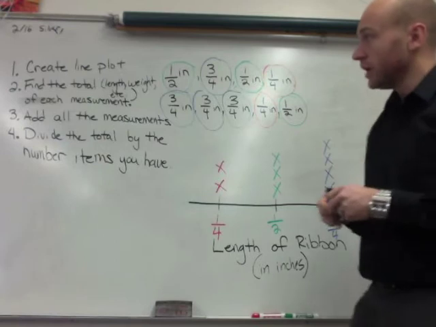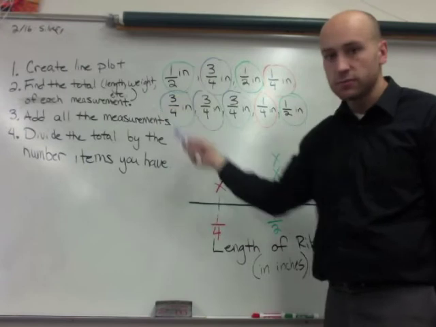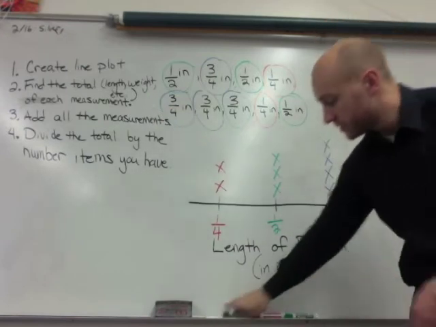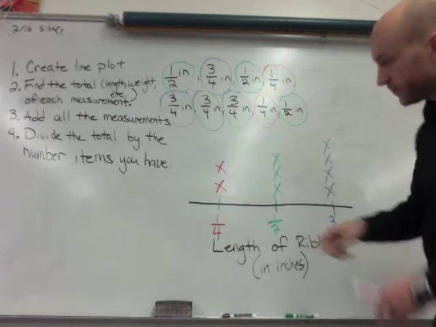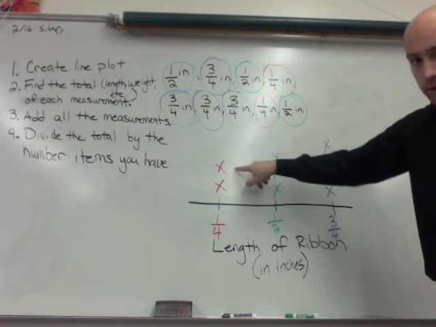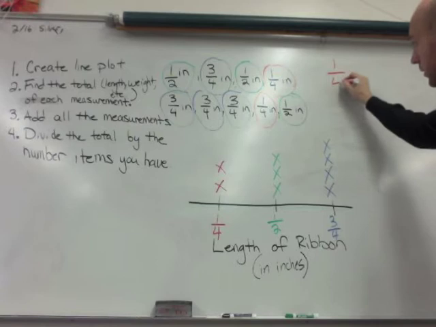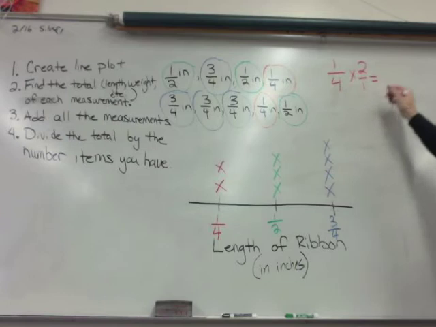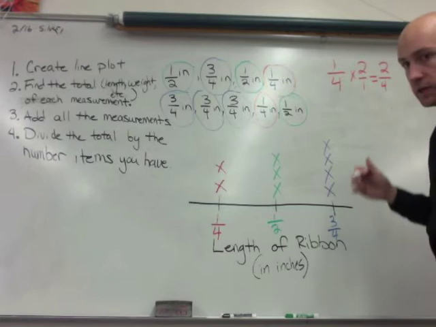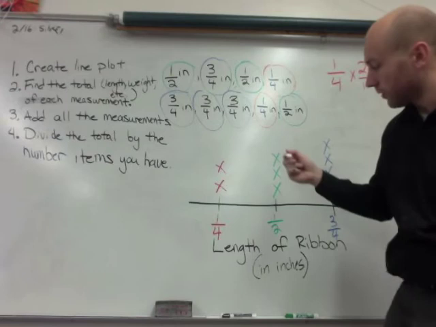Okay, step number 2, we're going to find the total length, width, or whatever it is. This one is length because we're in inches, of each measurement. So what I mean by that is I'm going to start here with my 1/4. So I need to find the total length of my 1/4. So there are 2 pieces of ribbon that are 1/4 of an inch long. So I'm going to do that math. 1/4 times 2. So I'll put my whole number over 1, and I multiply straight across, is 2/4. Or if I simplified that, it would be 1/2. Okay?